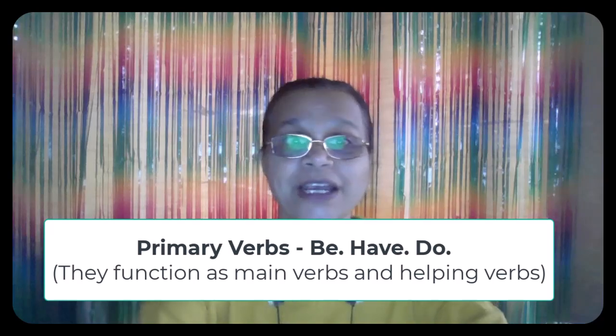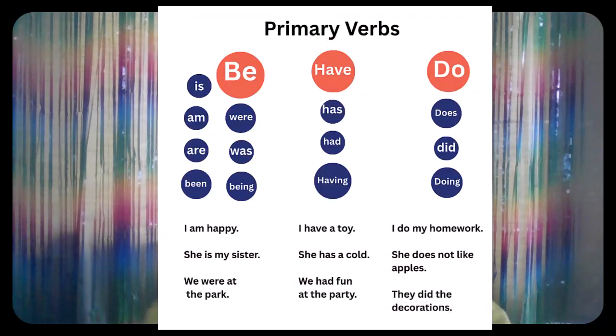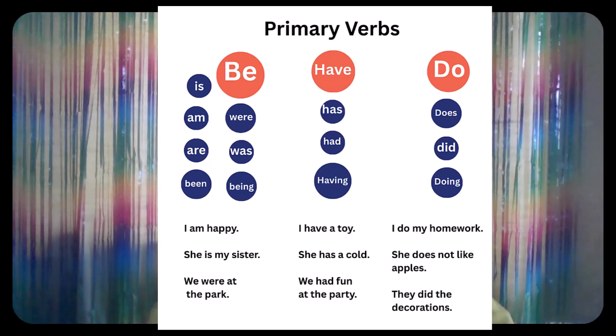So as I mentioned, you have main verbs and you have helping verbs. So in main verbs, you have the primary main verbs. These are the trio, which is the be, have, do trio. They are the primary verbs, they are the main verbs, and they also help sometimes, and therefore they also work as helpers. So in be you have am, is, are, was, were, be, being and been. Have has, had and having. And do has, do, does, did and doing. So these are the primary verbs.